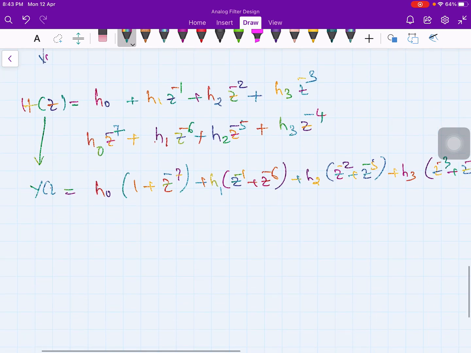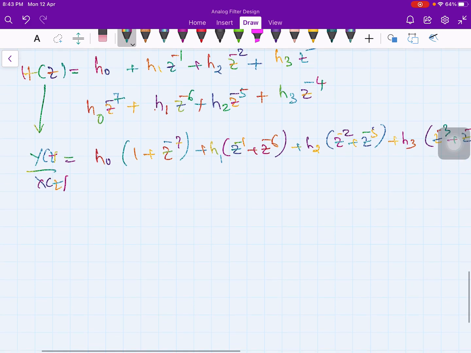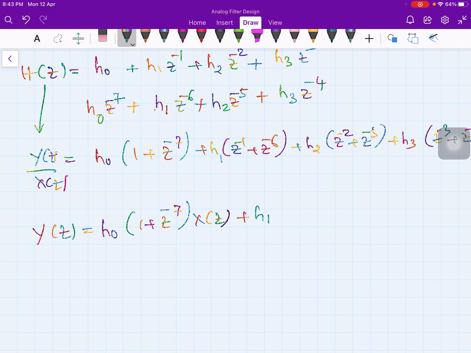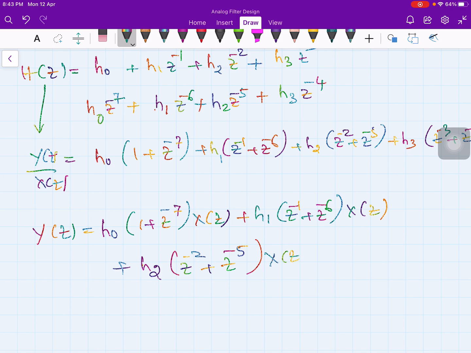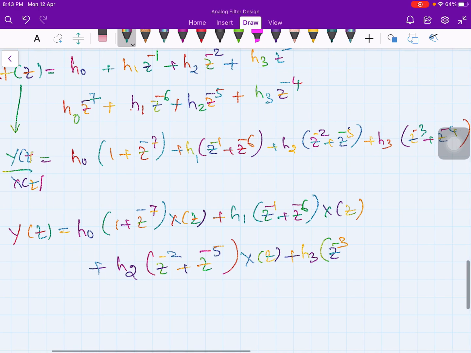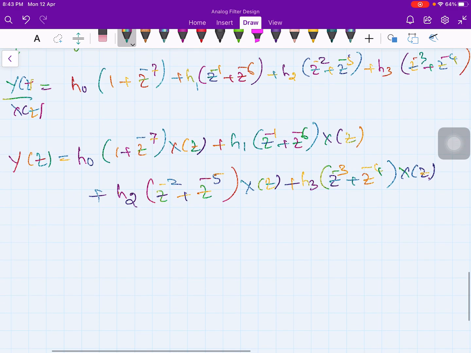H of z is y of z divided by x of z. So take x of z to the right hand side. Y of z is equal to h0 times 1 plus z to the minus 7 multiplied by x of z, plus h1 z inverse plus z to the minus 6 times x of z, plus h2 z to the minus 2 plus z to the minus 5 times x of z, plus h3 z to the minus 3 plus z to the minus 4 times x of z. This is my y of z.